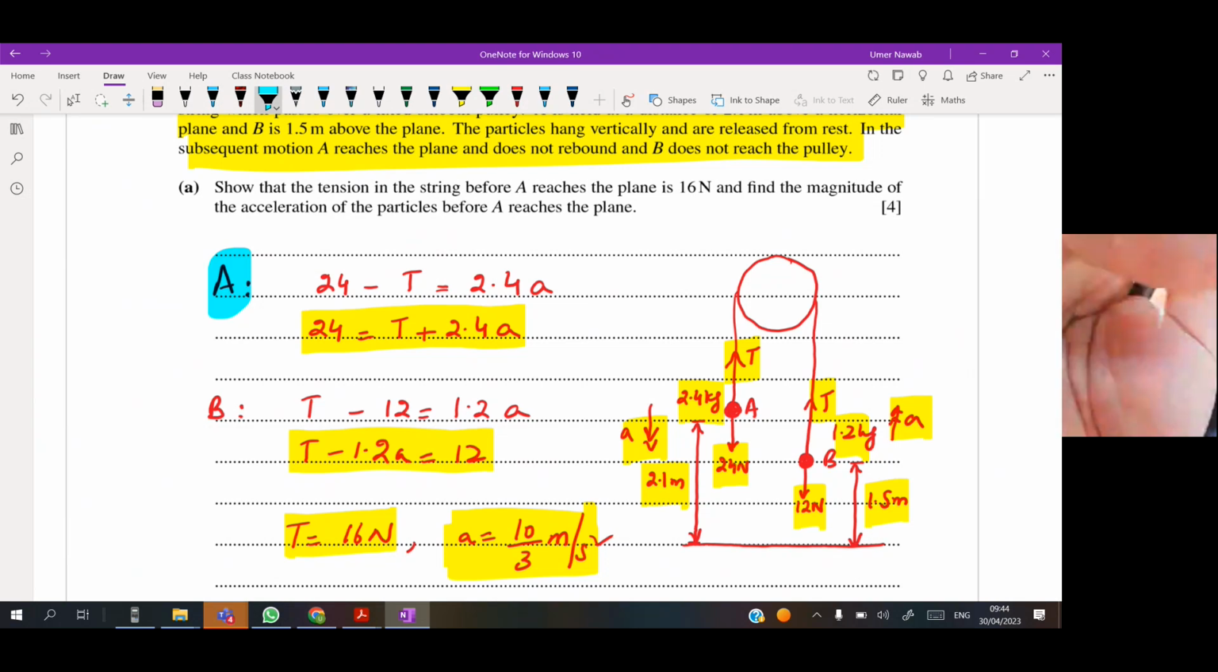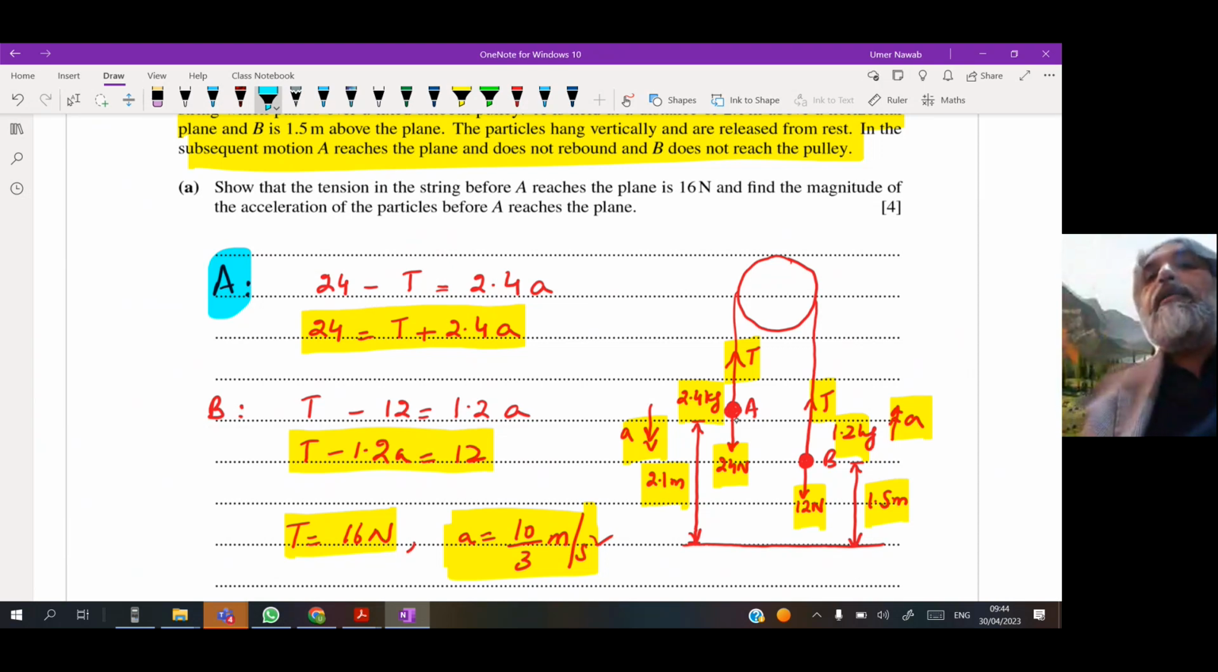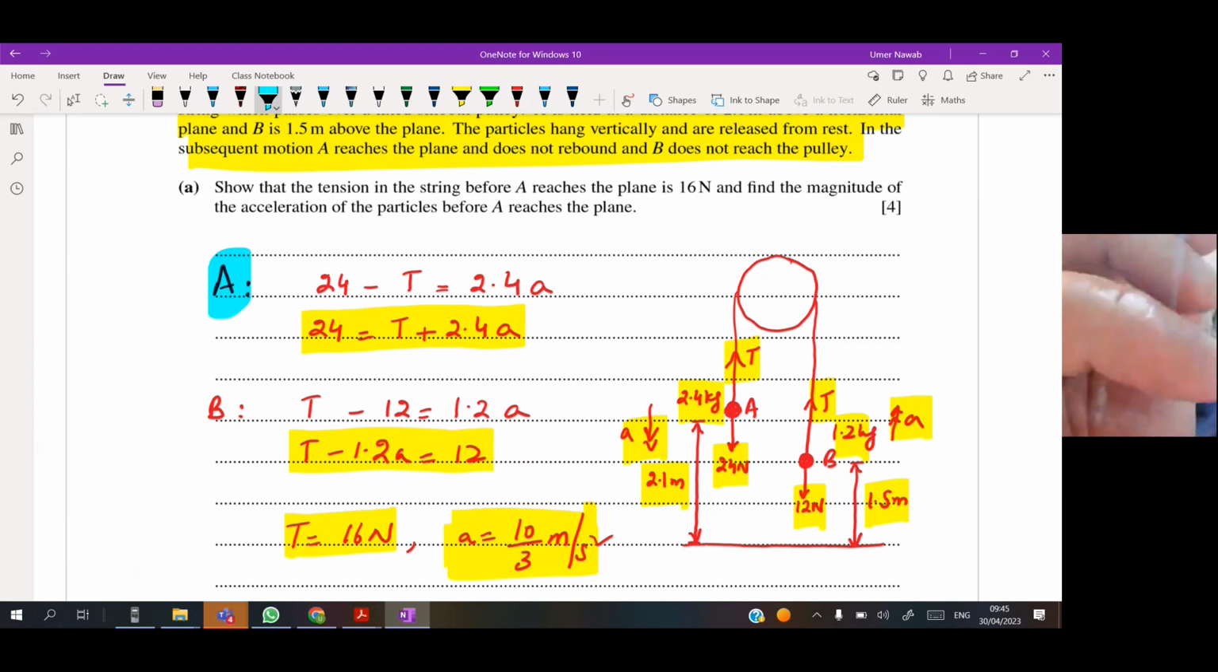So 24 minus T, I'm applying Newton's second law. F net is equal to MA. So 24 minus T is equal to 2.4A. Okay, so I wrote MA, and then I reorganized the equation as 24 is equal to T plus 2.4A.